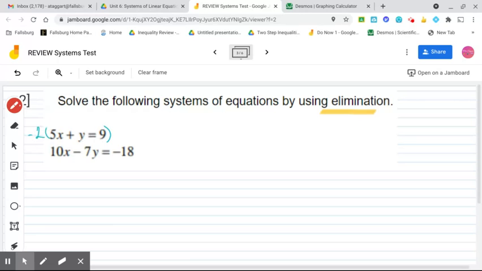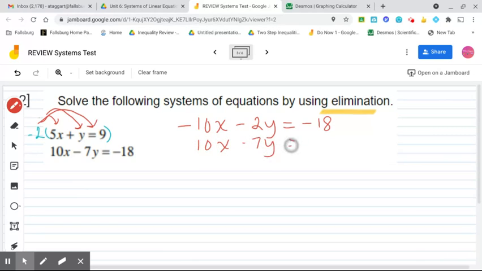So when I do that, I have to distribute here. I have to distribute to each and every term in this equation. So I'll get negative 2 times 5x gives me negative 10x. Negative 2 times y is negative 2y. And negative 2 times 9 gives me negative 18. My second equation is going to stay exactly the same. I'm just going to copy it down.